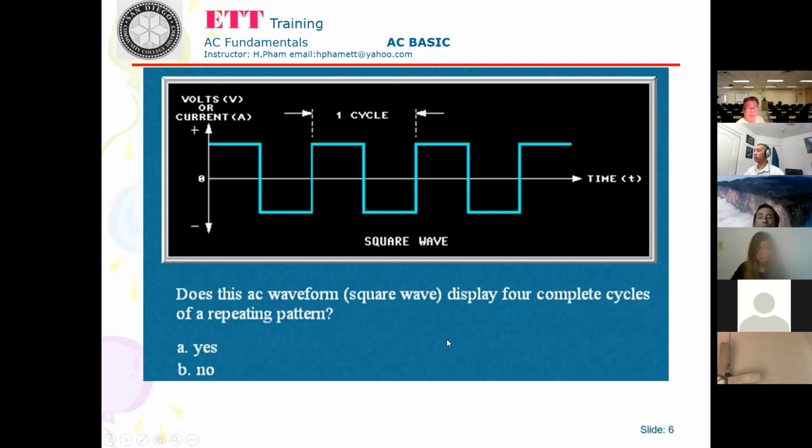This is a square wave. Does this AC waveform display 4 complete cycles of a repeating pattern? Yes or no? Repeating pattern. How many cycles here? 3. Okay, so not 4. So the answer will be no.